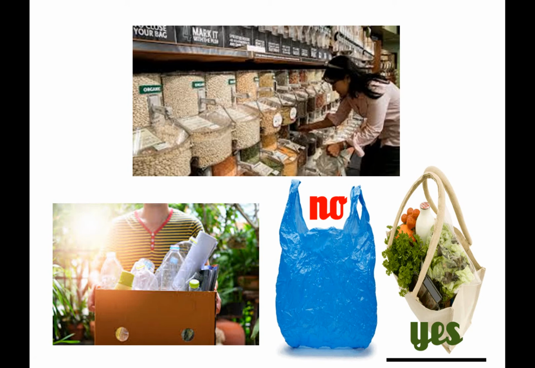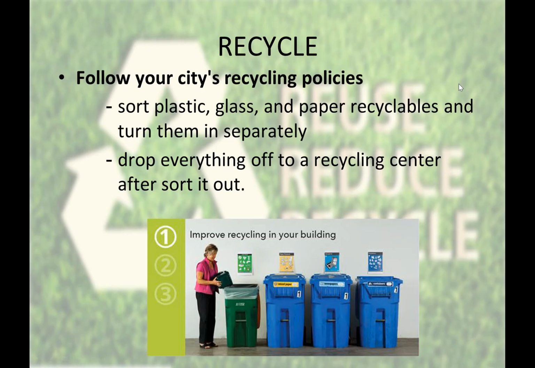The last R is recycle. Follow your city's recycling policies. Sort plastic, glass, and paper recyclables and turn them in separately. Drop everything off at a recycling center after sorting it out. Dispose of trash and hazardous waste properly. Some household items such as batteries, paint, TVs, computers, and other electronics and light bulbs can be recycled.